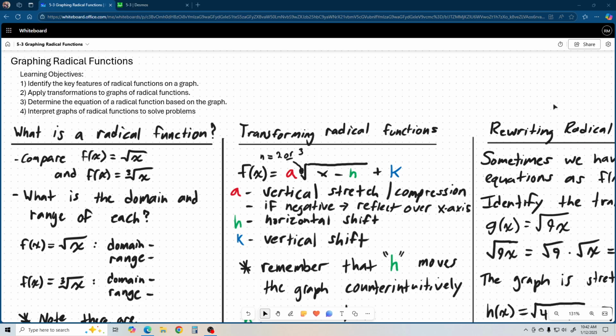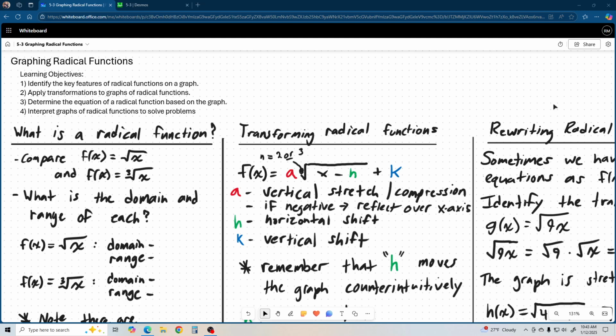So, first thing we're going to do is learn to identify radical functions on a graph, and we're going to talk about the key features, and we're going to go from there. Then we're going to apply transformations to graphs of radical functions. We've done this with polynomials, quadratics. We're going to learn how to do transformations on these.